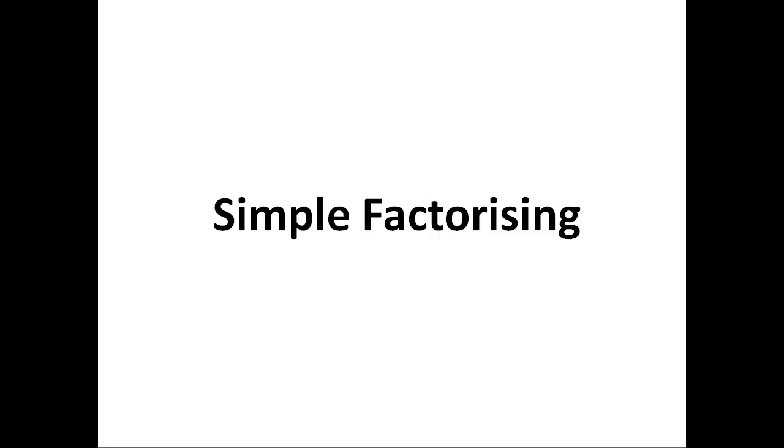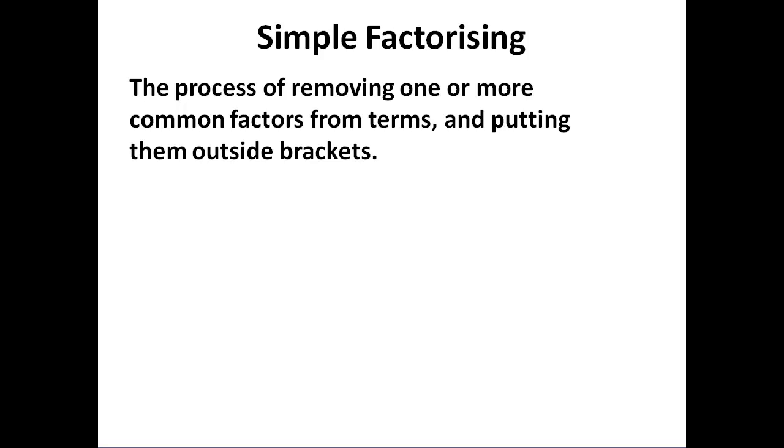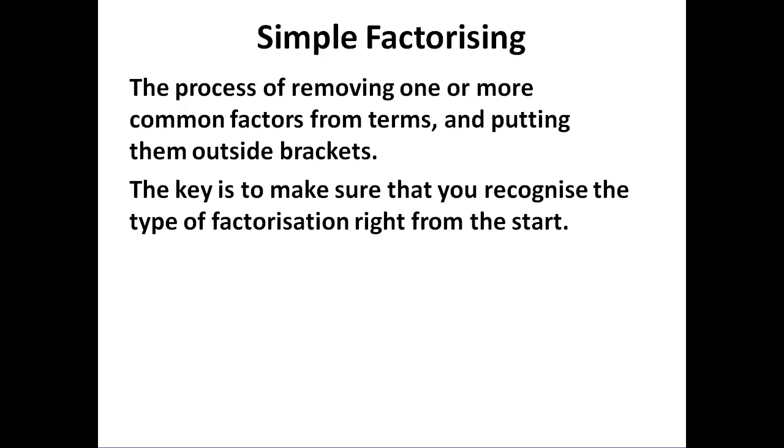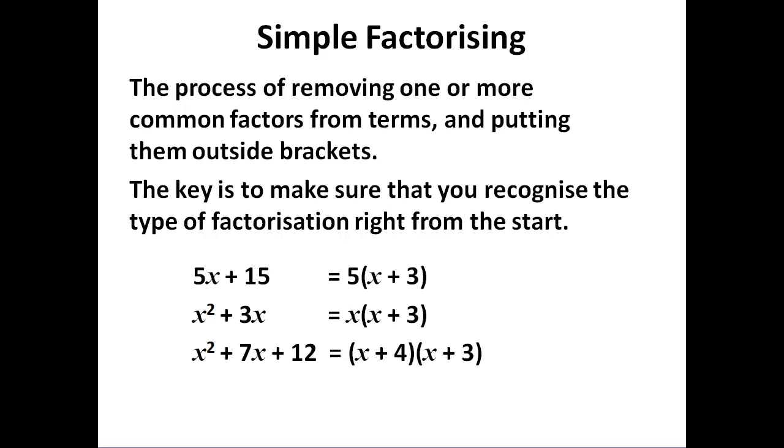This is factorising in simple cases, where factorising is the process of removing common factors from terms and putting them outside brackets. And the key to getting it right is to recognise the type of factorisation right from the start. So here we have three different types of factorisation: common number factor, common unknown factor, and a quadratic.